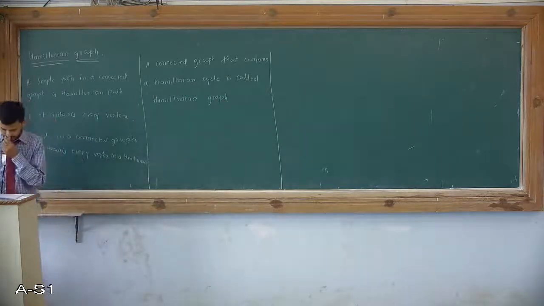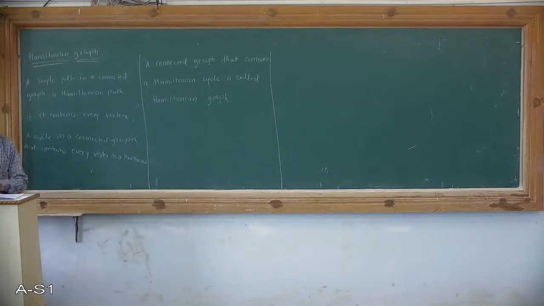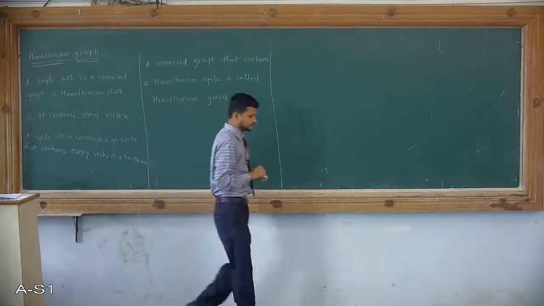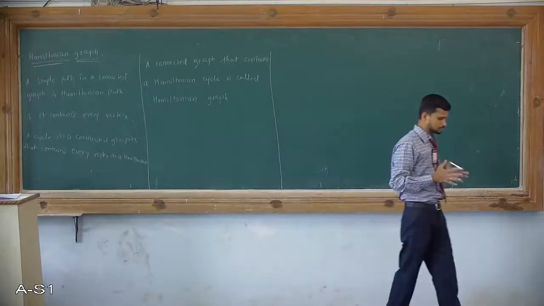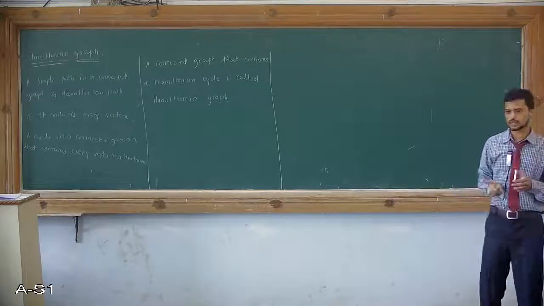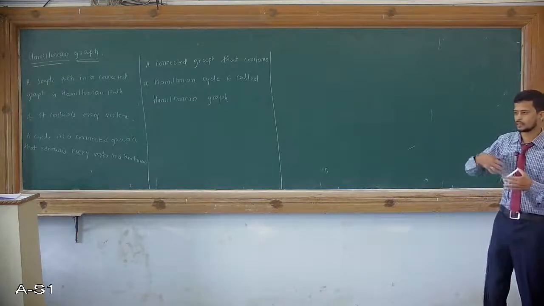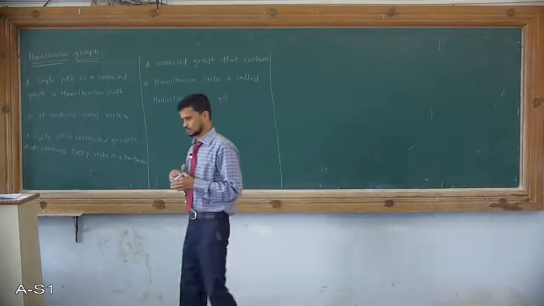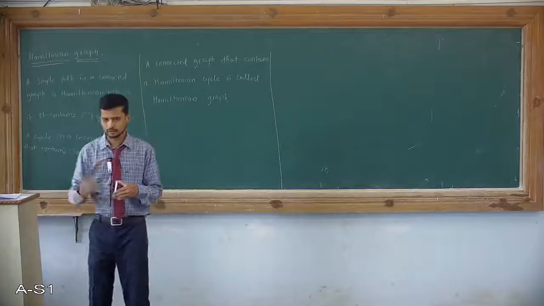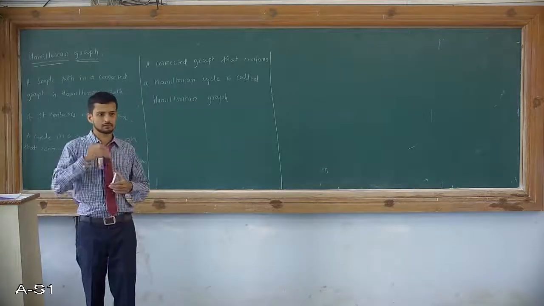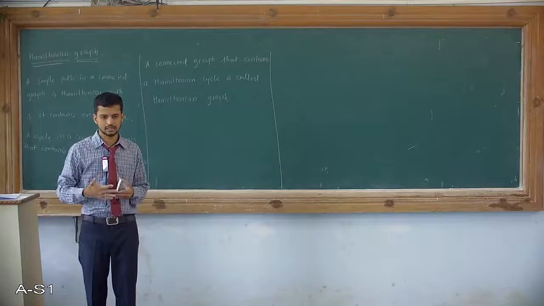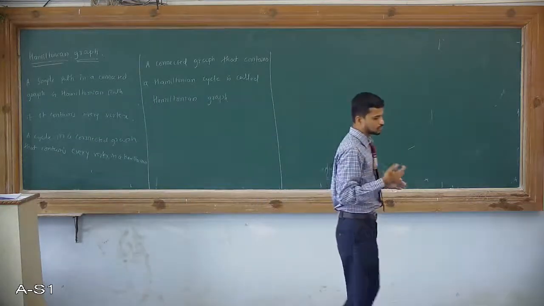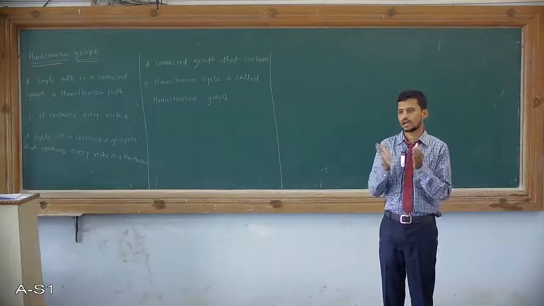So first I will try to explain the meaning of Hamiltonian cycle and Hamiltonian path. Then I will discuss what a Hamiltonian graph is, and I will discuss whether all graphs are Hamiltonian or not in the next part. In the very first part, I will start with the Hamiltonian path, what a Hamiltonian cycle is, and what a Hamiltonian graph is. After that, I will try to convince you whether all graphs are Hamiltonian or not.